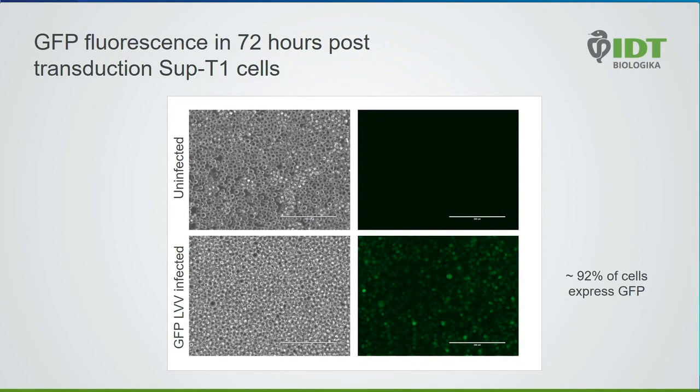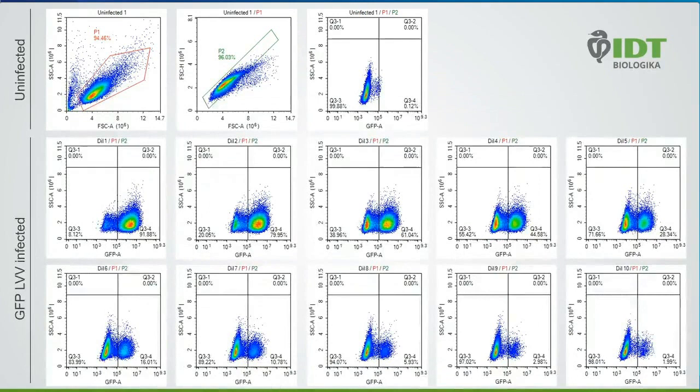Next, we evaluated these same cells using flow cytometry with the Agilent NovoCyte Penteon flow cytometer. We quantified the percentage of GFP-positive cells using flow cytometry, which was then used to calculate the transduction titer. First, we set the gating using the uninfected cells. The top panel shows the uninfected cells, where first we selected for the population of interest in P1 by eliminating the cellular debris and dead cells.